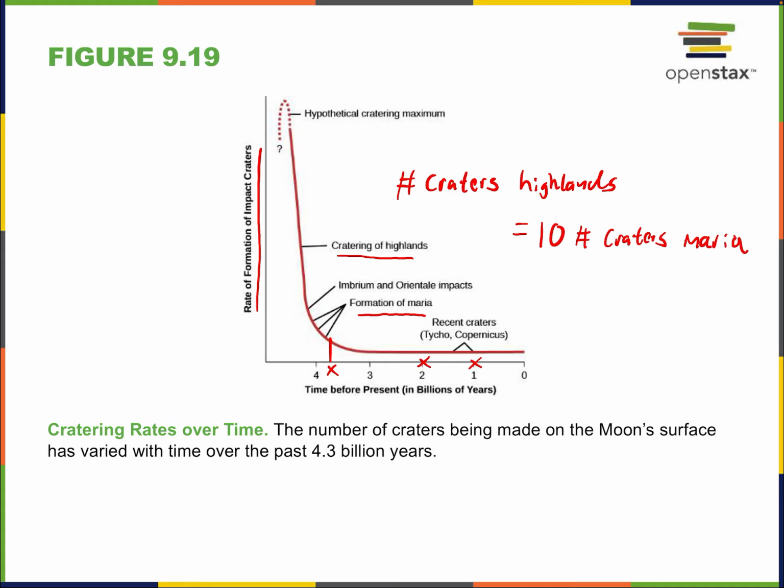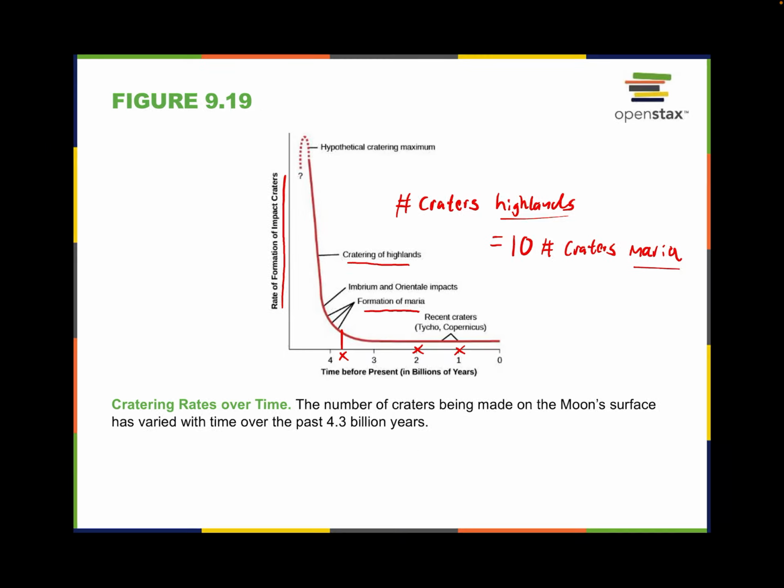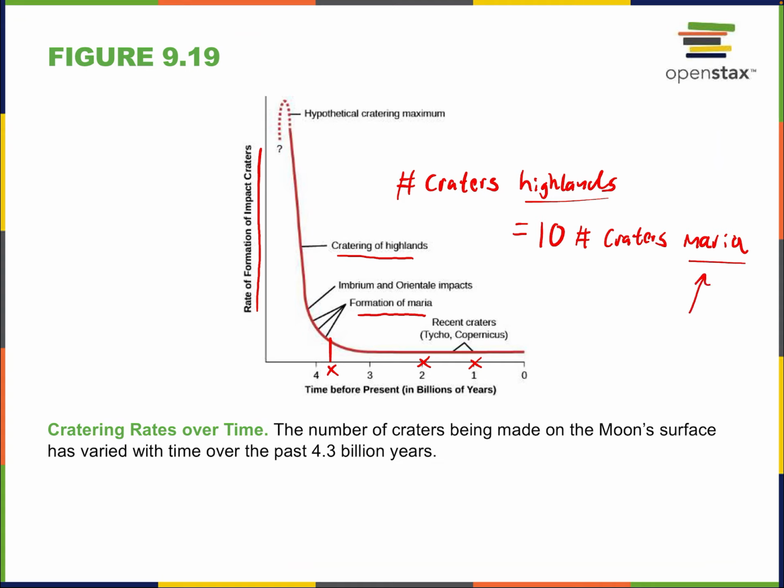But it doesn't appear to work, because clearly the highlands are not 10 times older than the Maria, because we've radiometrically dated the Maria at about 4 billion years old. That means the highlands would have to be 40 billion years old. It is impossible that the moon is 40 billion years old, because the Big Bang happened 15 billion years ago. That means that space itself didn't even exist 40 billion years ago. So we can absolutely confirm that the rate of cratering could not have always been constant.